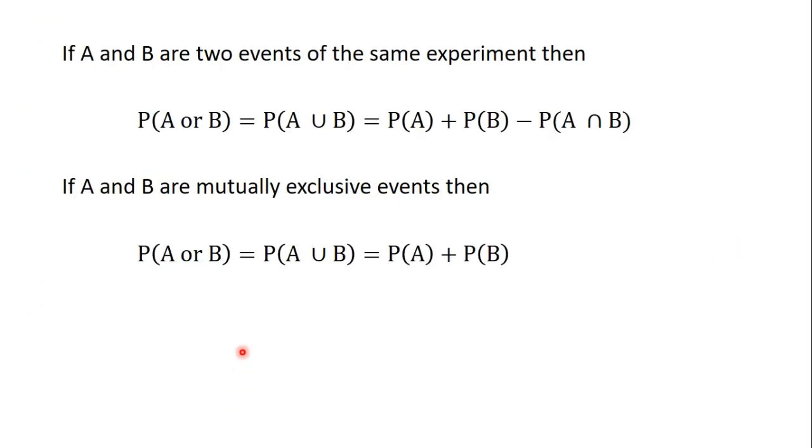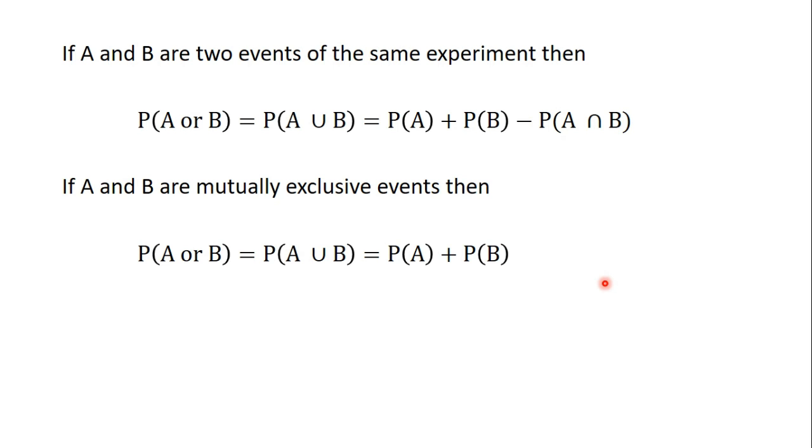So let's go over what we've learned so far. We have learned that if A and B are two events of the same experiment, then the probability that A or B will occur, which is written as probability of A union B, is given as probability of A plus probability of B minus probability of A intersection B. But if A and B are mutually exclusive events, then the probability that A or B will occur, which is written as probability of A union B, is given as probability of A plus probability of B. This is the addition law of probability.